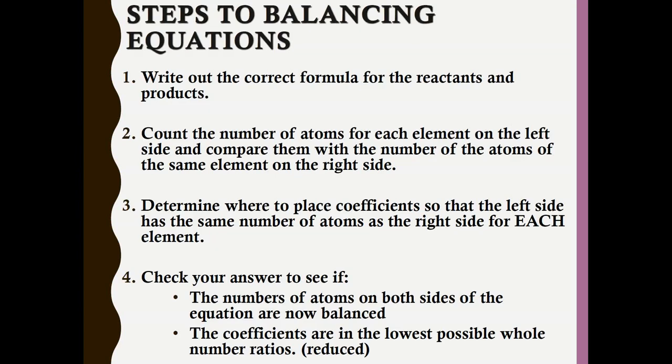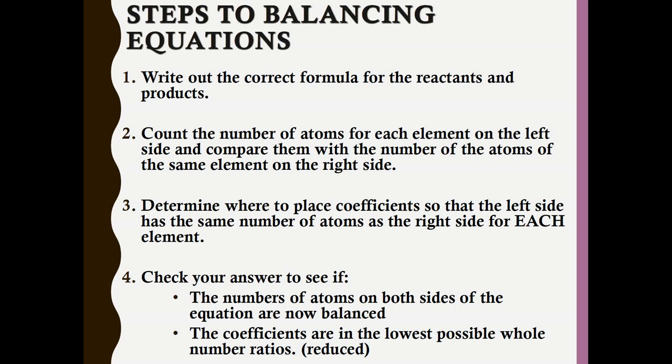Now, the steps to balancing an equation. Step number 1, you have to write out the correct formula of the reactants and the product. The second step is going to be to count the number of atoms for each element on the left side and compare them with the number of atoms of the same element on the right side.